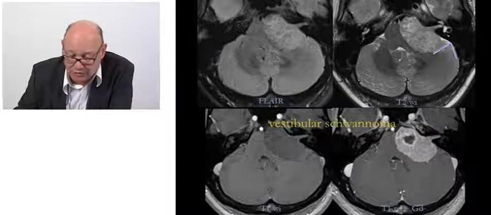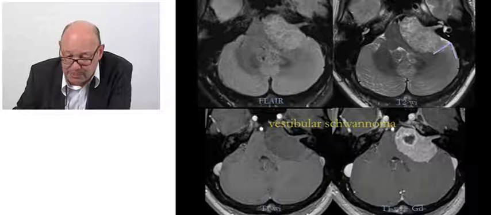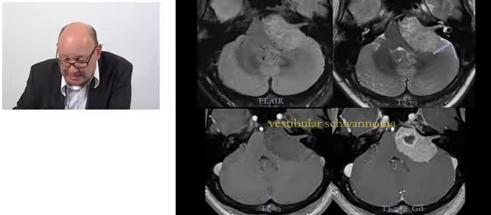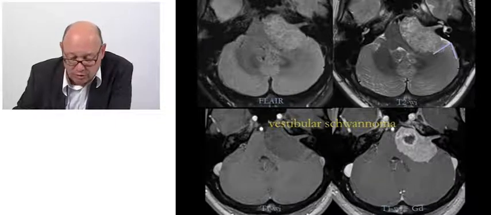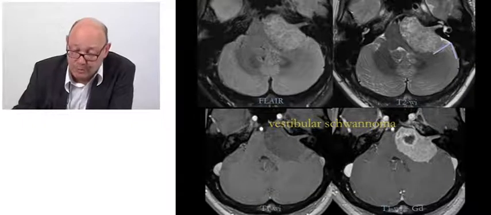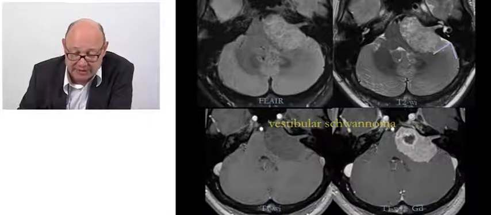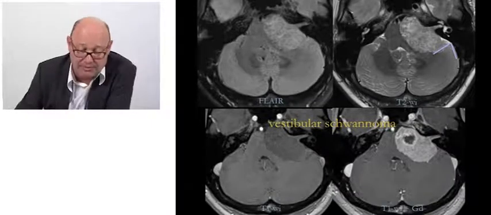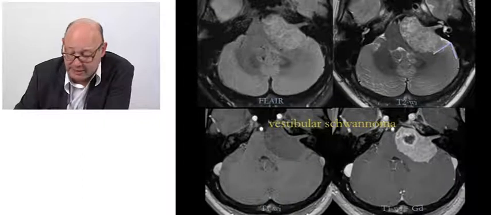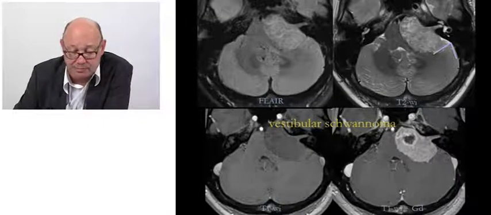You see that the contrast enhancement is not homogeneous like it was in the previous patient. You see the lesion is really extending into the internal auditory canal. Well, this is a case of a patient with a vestibular schwannoma. And if you would measure the angle, you will have an acute angle. And this has been described in the literature as typical for vestibular schwannomas. So all these little tricks can help you to make a good differential diagnosis.